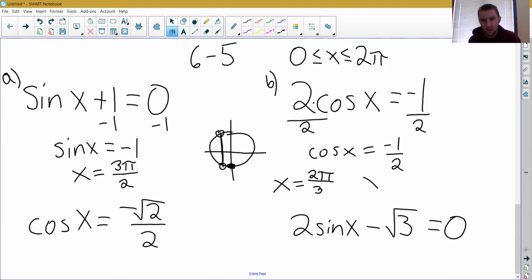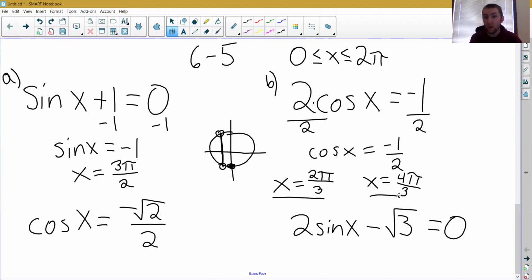And then the other one is down at the bottom. That's going to be 4 pi over 3. So these two answers are solutions to this original equation. If I do the cosine of this value times 2, I'm going to get negative 1. If I do the cosine of this value times 2, I'm going to get negative 1. So these guys right here are my solutions.